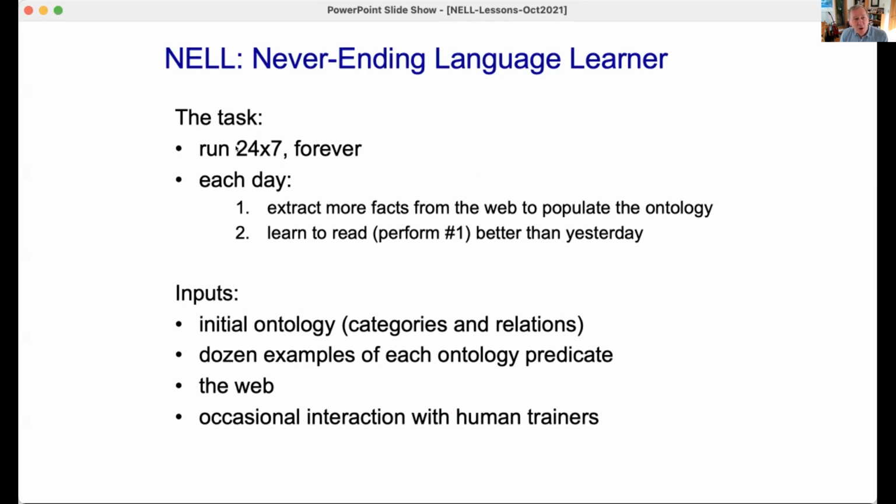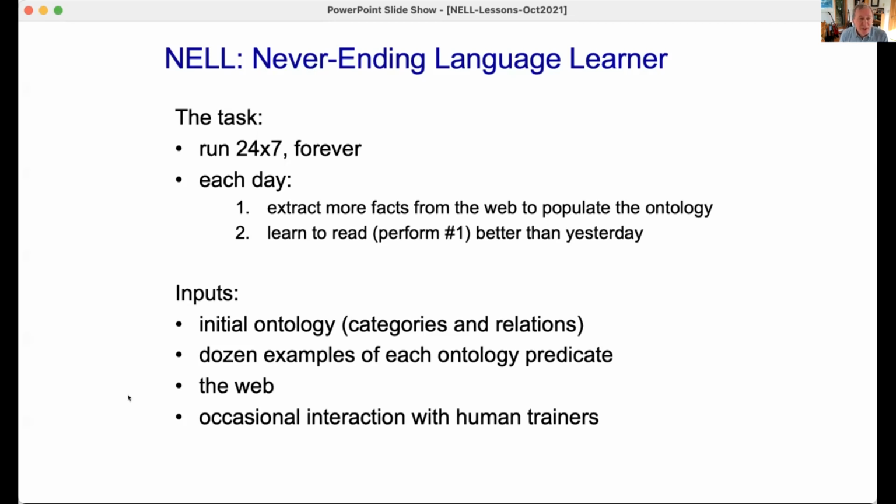So in NELL, the goal was for each day for the system to do two things. One was to extract more facts from the web, the unstructured text on the web. And the second was to learn to do that better each day. That is, to learn to read the unstructured information on the web better each day.